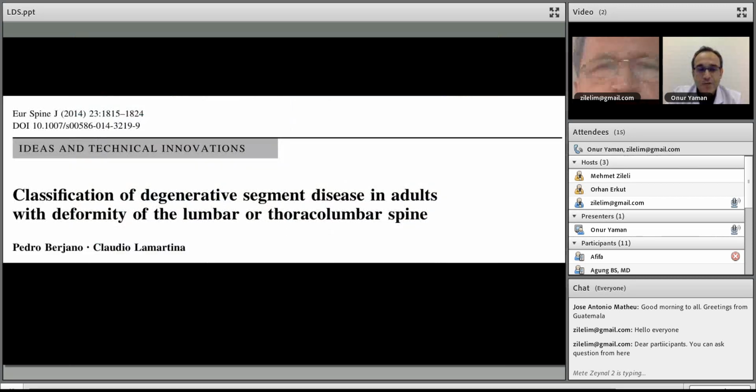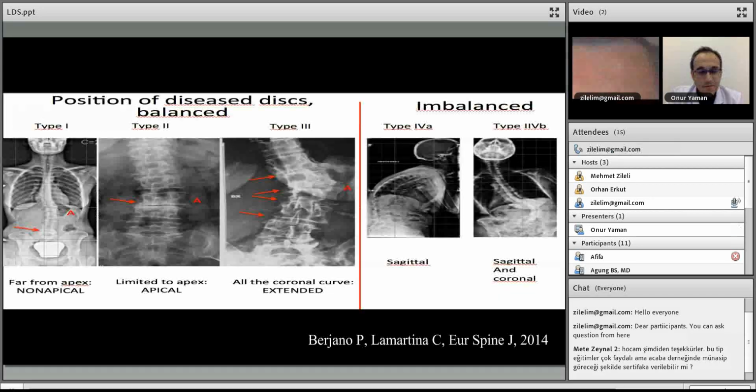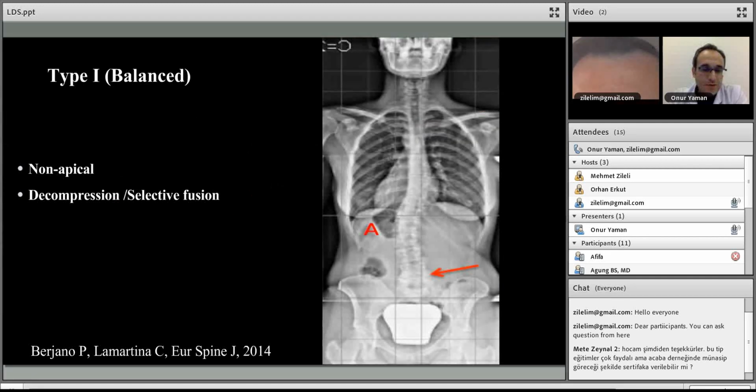And in 2014, Bariano and Lamartina published a paper. This paper shows us how to operate lumbar degenerative scoliosis cases. First of all, they divided the deformities into two groups. The first group is the balanced group, and the other is the imbalanced group. Let me give you some examples, from the cases presented by Bariano.